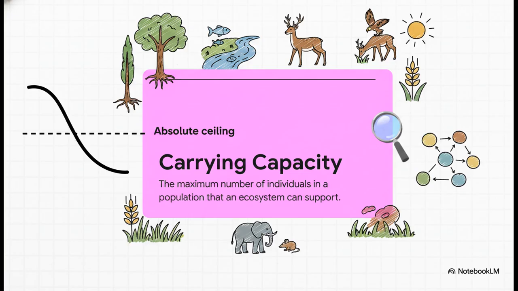And this number isn't just randomly assigned. It strictly depends on the physical size of the organism, its trophic level, meaning where it sits on the food chain, and the physical size and type of the ecosystem itself.